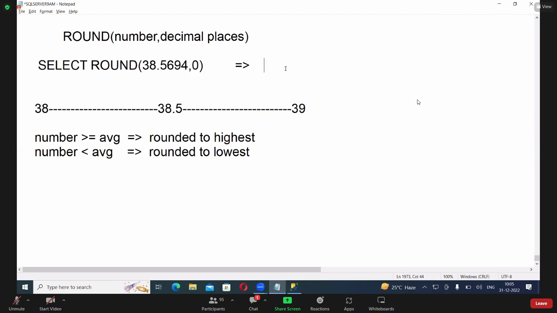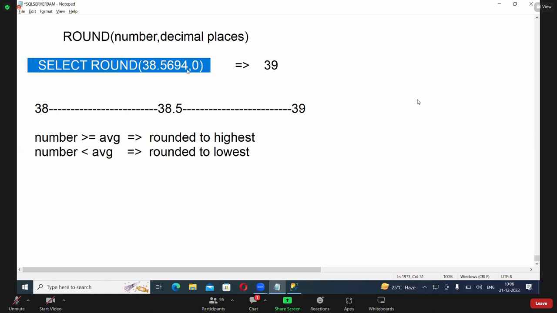Now tell me, 38.5694. Below average or above average? Above average. Rounded to highest. What is the highest? 39. That's all. This returns 39. 38.5694 is rounded to 39. Understood? You want to test, you can test.